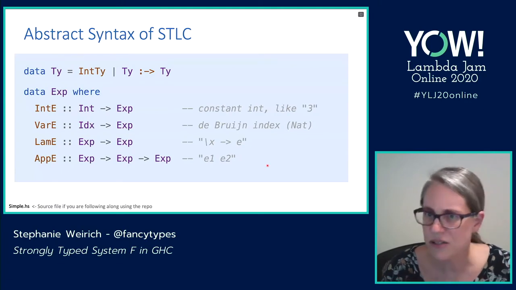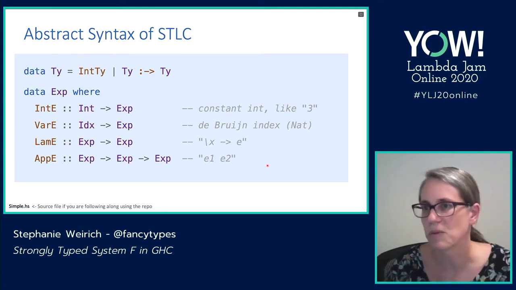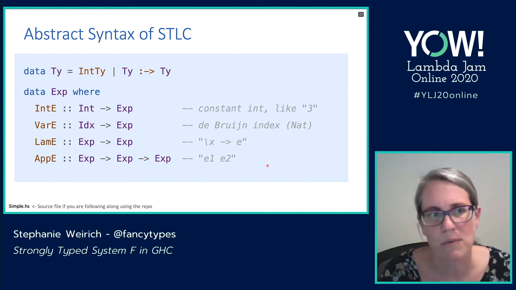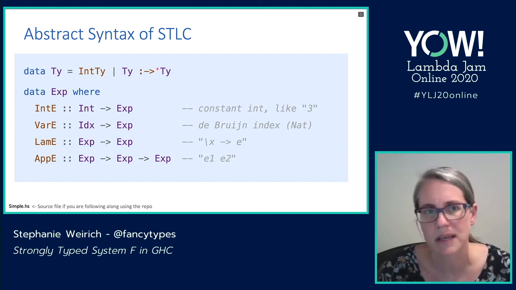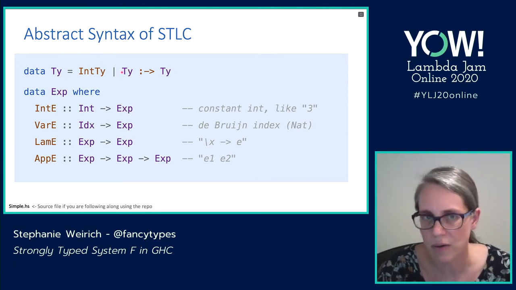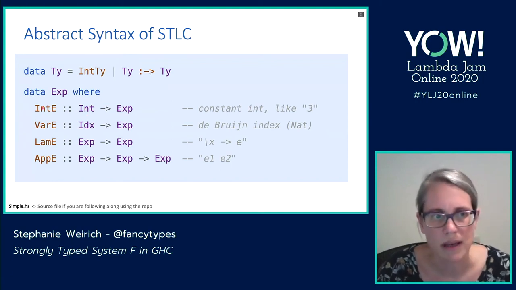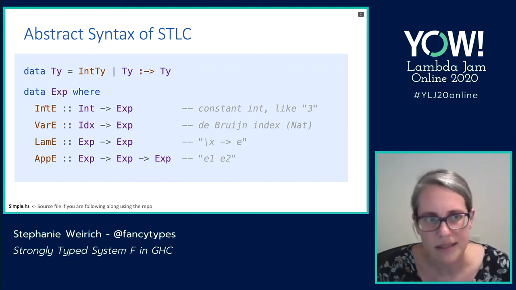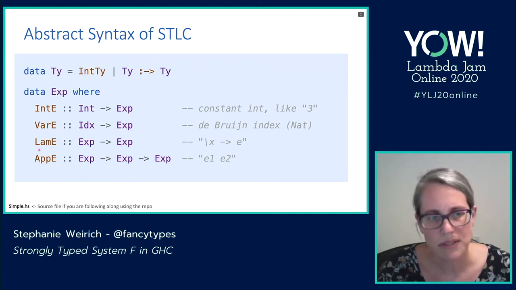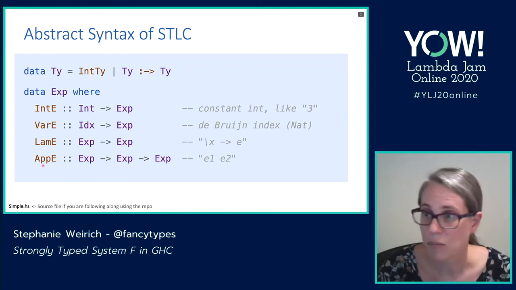And here's a data structure that we can use for representing this language. So we need some data structure to talk about the types of this language. It's a simple type. So we have our base type, which is some int type, and then we have arrow types. And then we have our 4 different expression forms for constant integers, variables, functions, and applications.